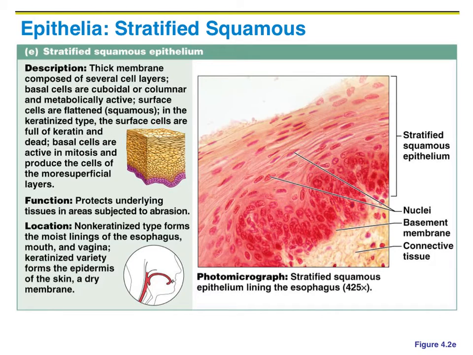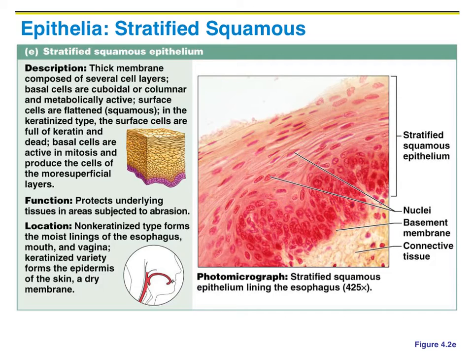In this slide, you can see a micrograph of stratified squamous epithelia. It's composed of many cell layers. Basal cells often appear cuboidal or columnar. Surface cells are flattened and squamous. So the apical surface, because it is squamous, gives it the term stratified squamous. There are keratinized examples and non-keratinized examples of stratified squamous.